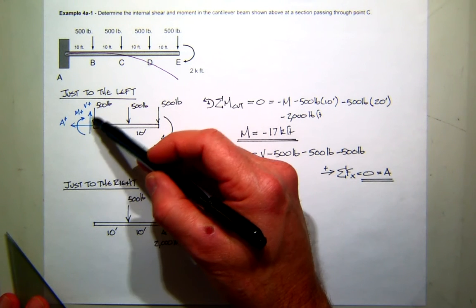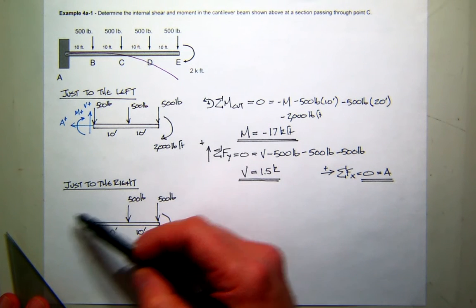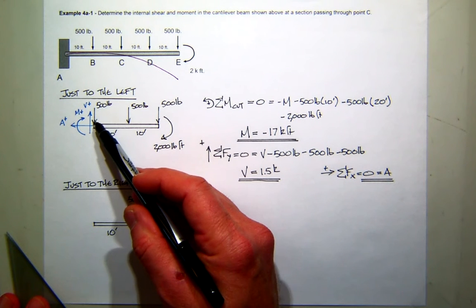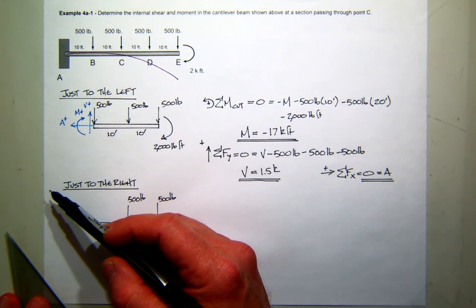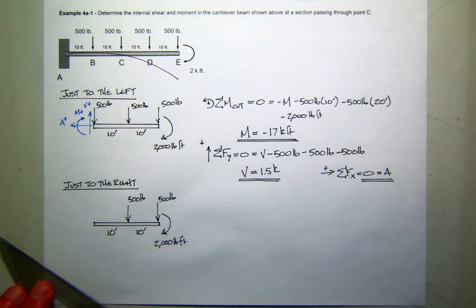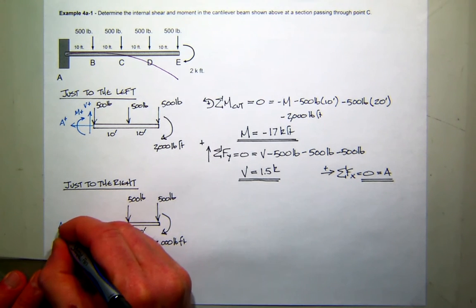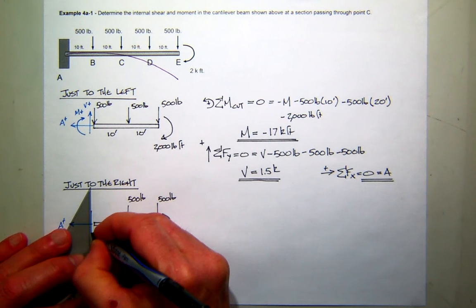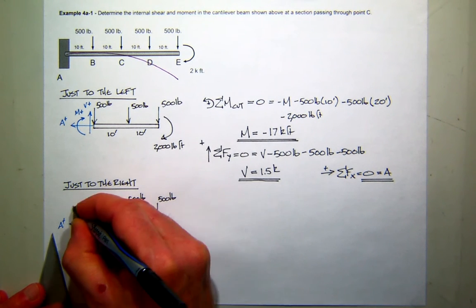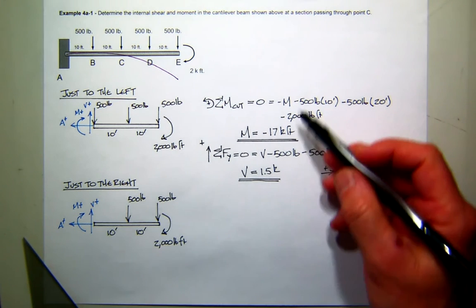Just to the left, you include the force. Just to the right, it's not. Now, it's on the other body. If I look at the mate to the left, that 500-pound force is now over there. We didn't lose it. We just did not consider it. It's just somewhere else. And again, I'm going to assume positive axial force, positive shear force, positive bending moment. And we're going to do the same process.